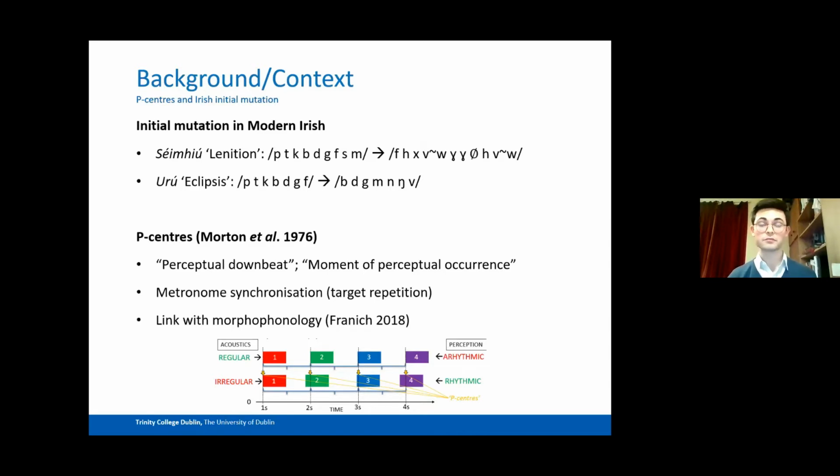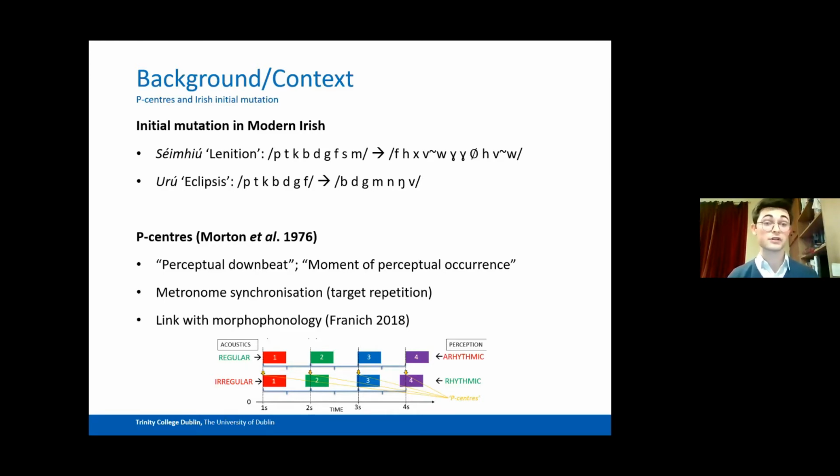Initial mutation is an umbrella term for a family of phenomena which occurs globally, although it's typologically quite rare. It roughly refers to grammatical alteration of the segmental character of a word's left edge for various grammatical purposes. In Irish, it's used to signal grammatical gender and number and tense, amongst a few other things. There are two such processes in Irish. Other Celtic languages may have up to three.